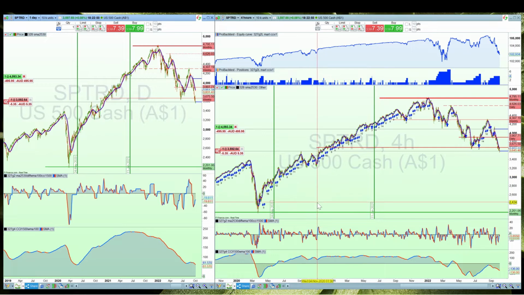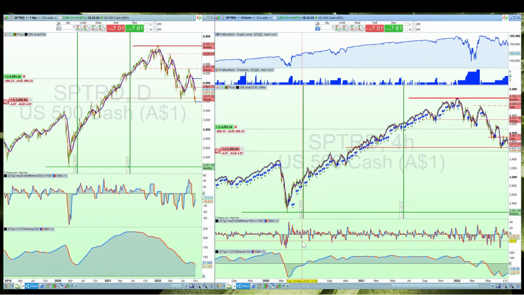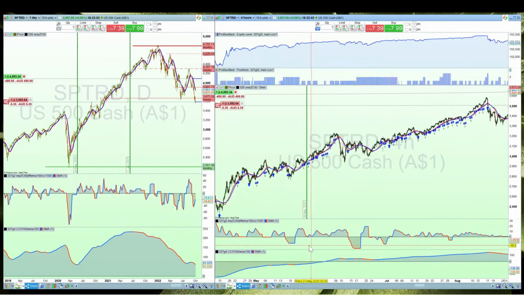The way it works on the 4-hour chart is the same as the daily. We only take the uptrend. When that is an uptrend, we open the trade. And look closer at this chart here.